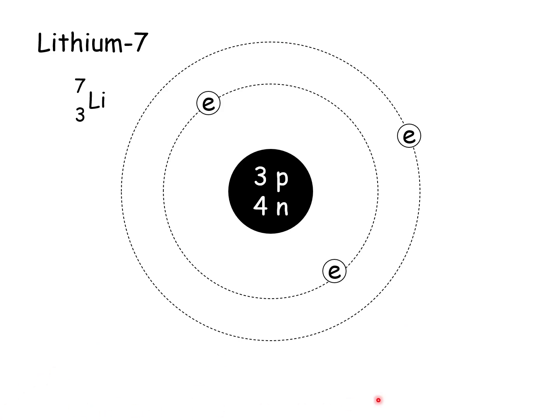Number of valence electrons, remember those are just the ones that are in the outermost energy level. There's only 1. So we have 1 valence electron.